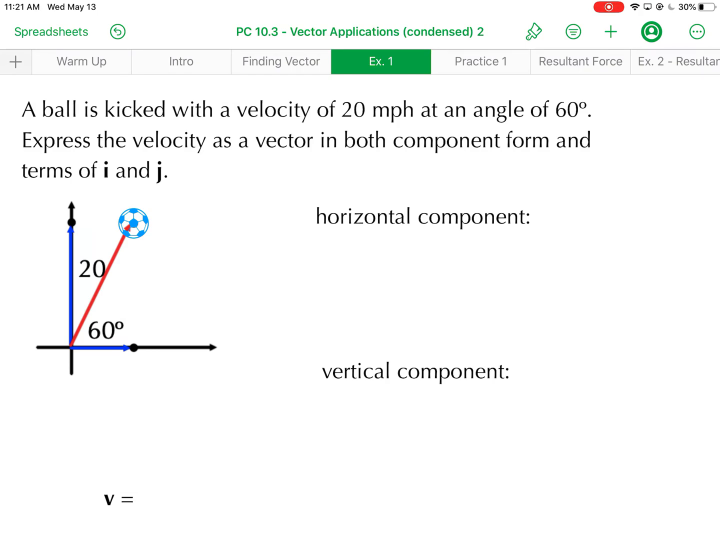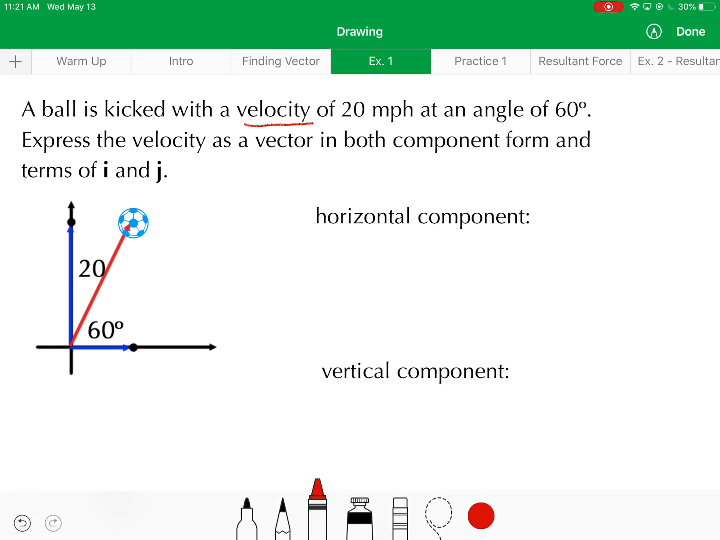All right, so I have an example here. This would be an example of a velocity vector. We have a ball being kicked with a velocity of 20 miles per hour at an angle of 60 degrees, okay? Let's express the velocity as a vector in both component form and in terms of vectors i and j, okay? So this velocity of 20 miles per hour, that's nothing more than the magnitude of the vector, and I'm going to call it vector v, okay? And then, of course, your angle of 60 degrees, that is like our direction theta, okay?